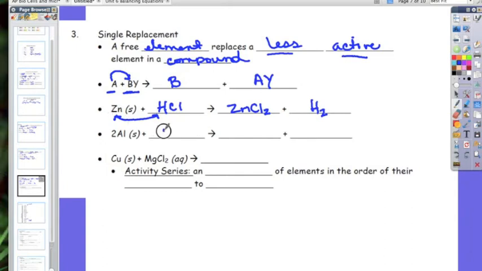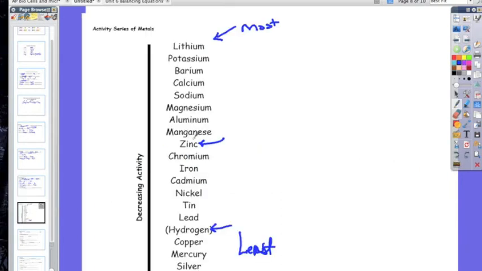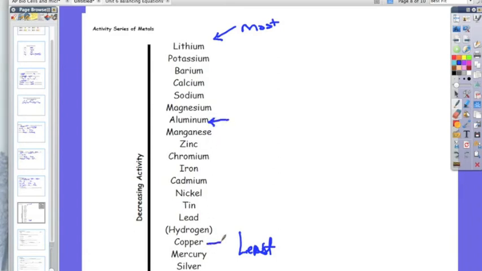And then we could do aluminum with copper chloride. And aluminum would trade places with copper. The metals switch places. So we'd have copper by itself and aluminum chloride. The only way this is going to take place is if aluminum is higher on the chart than copper. So find aluminum, which is right here, and find copper, which is down here. So aluminum is more reactive than copper, which means it will take the place of copper.